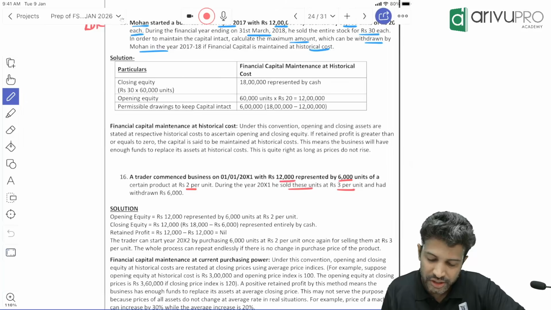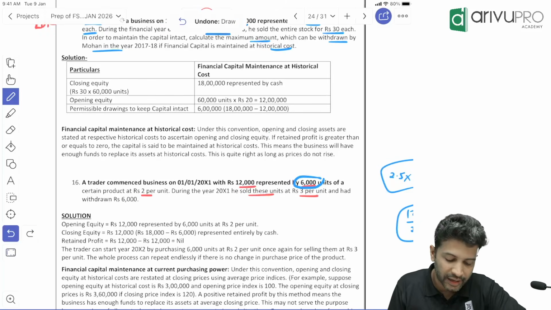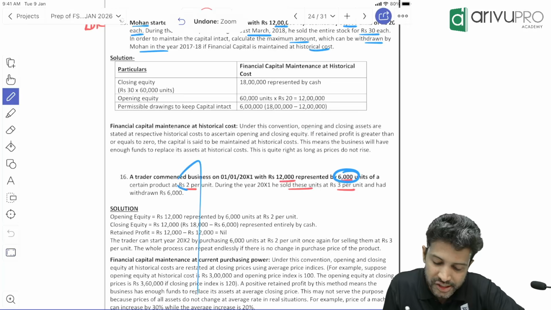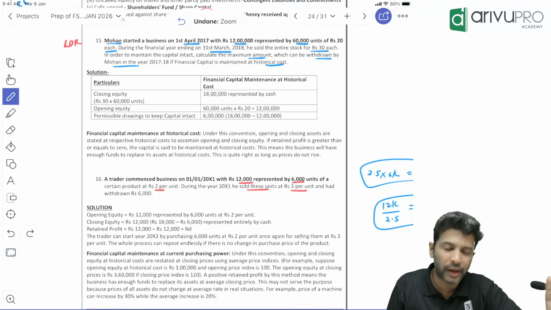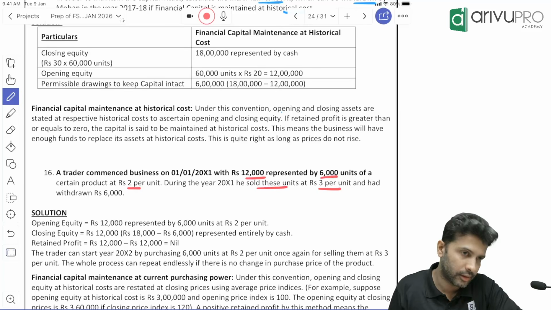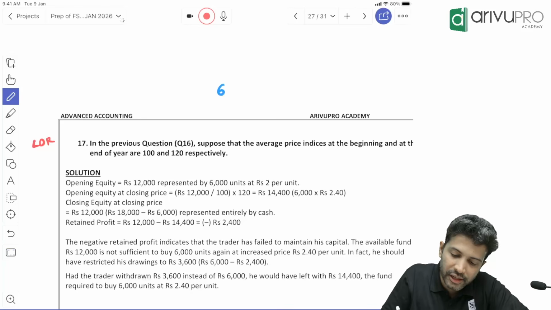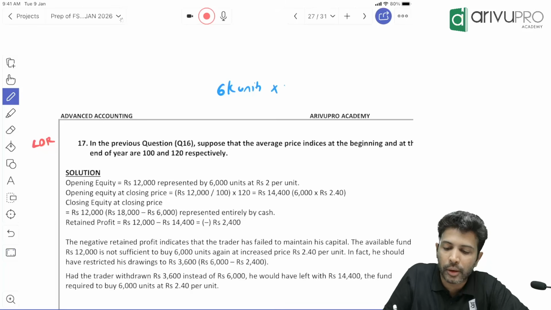What is that previous question's data? You bought how many units? 6,000 units. Mentally capture them. 6,000 units you purchased at what price? 2 rupees per unit. Okay, fine. This is what you did in the previous problem. Maybe if you want, I'll replicate the data once again here. 6,000 units you purchased at what price? 2 rupees. That's what you have done.